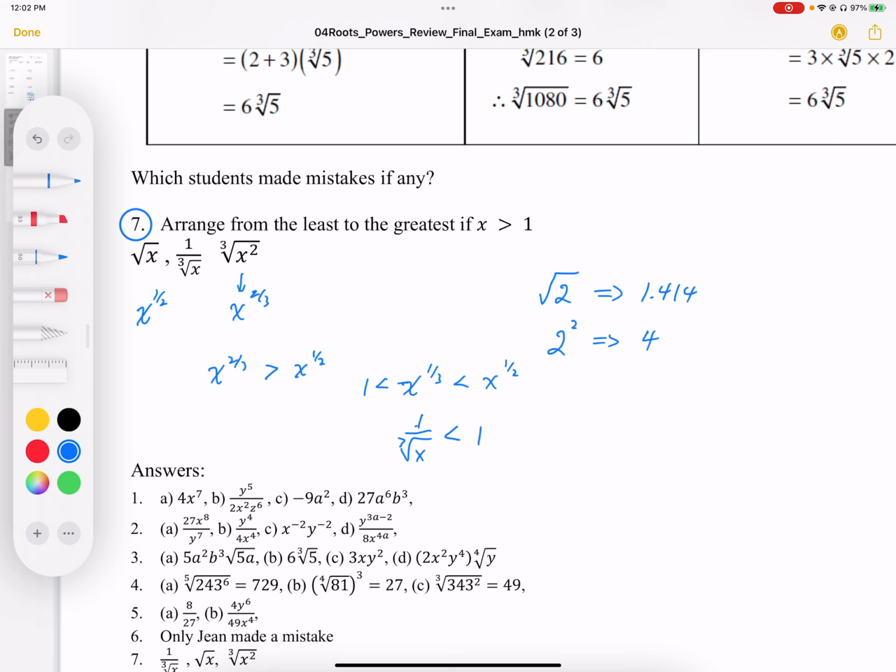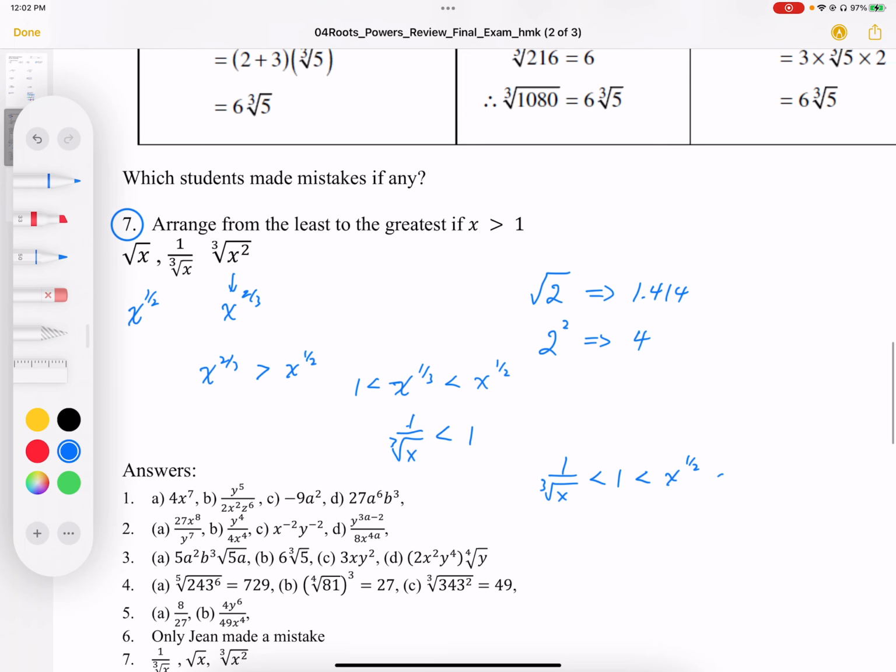So we now know that that is going to be less than 1, and then we also know that x to the 1/2 is going to be bigger than 1, yet that's still going to be smaller than x to the 2/3. Okay, so then the order is going to be like this: 1 over the cube root of x, then the square root, and then the cube root of x squared. So this is going to be the order that we have.